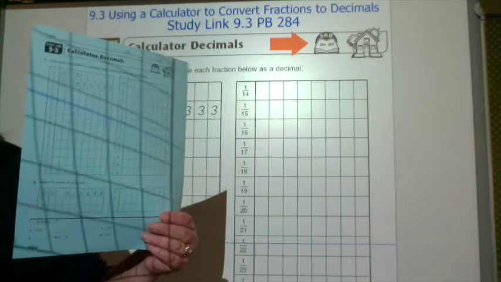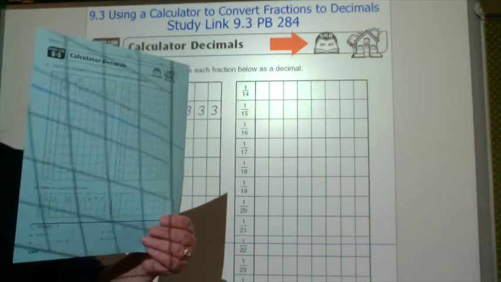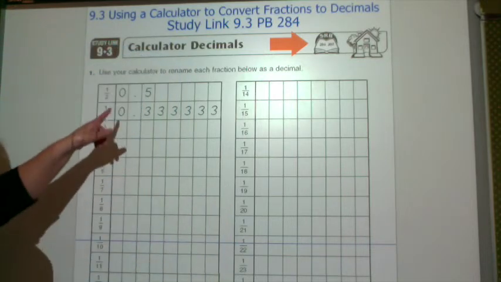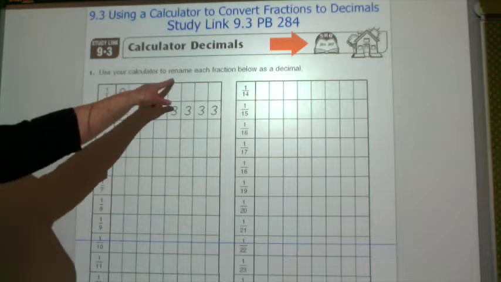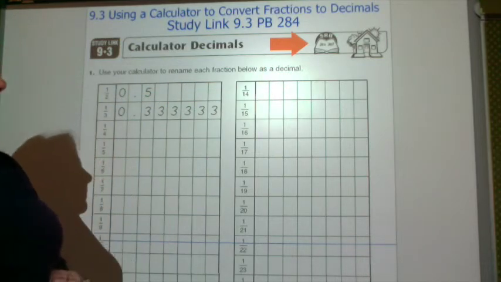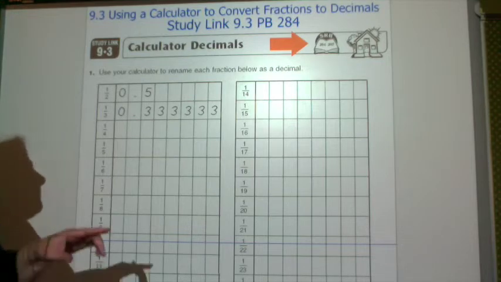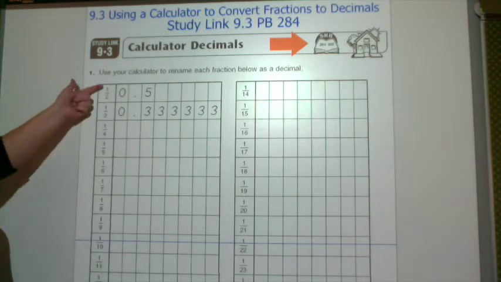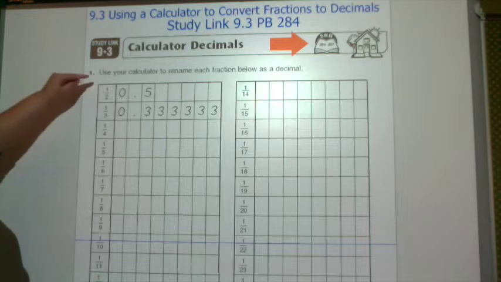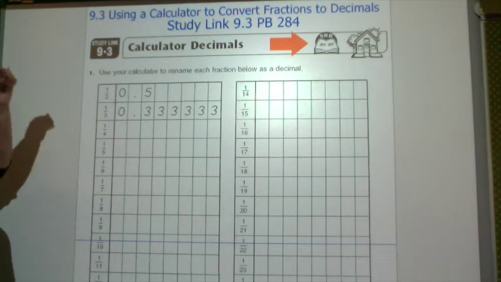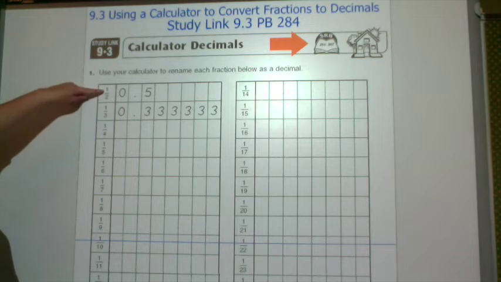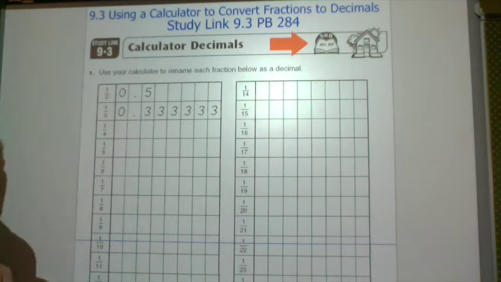I'm going to give you a little time to do this. All you're going to do is, let's read the directions. Use your calculator to rename each fraction below as a decimal. Stop. Wait a minute. Everybody put your name on it. Here's what they did. The first one is done for you. They took their calculator, hit the clear button a bunch of times. 1 divided by 2 equal sign. This is what came up in the calculator screen.